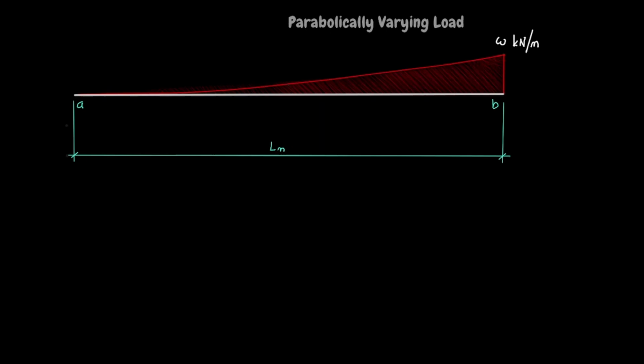The next load varies parabolically from 0 at A to W kilonewtons per meter at B, and here it is not so easy to know what to expect. However, as engineers we should be able to make sensible predictions based on the results from the UVL. Pause the playback and think about it.